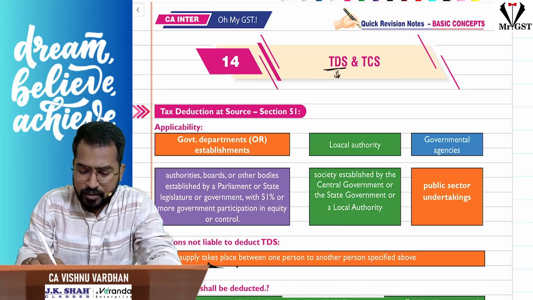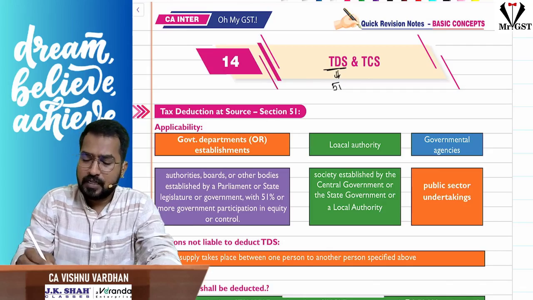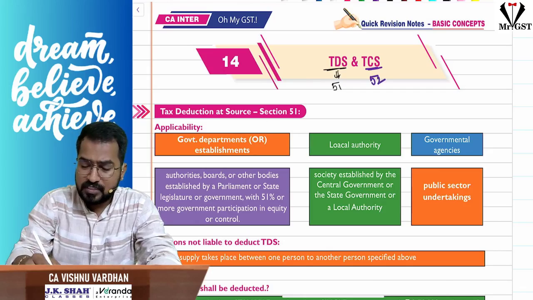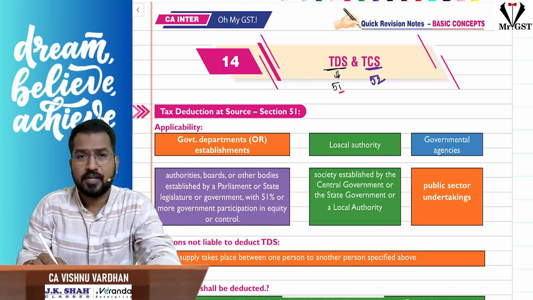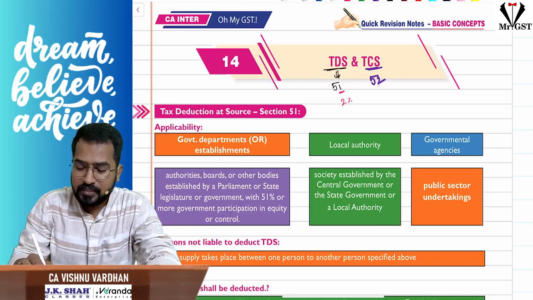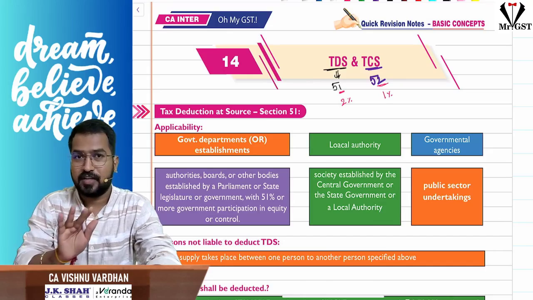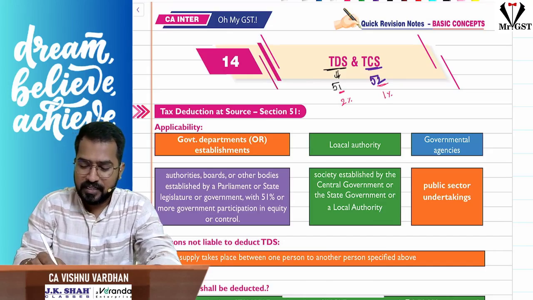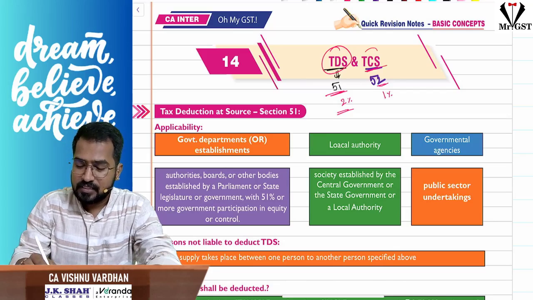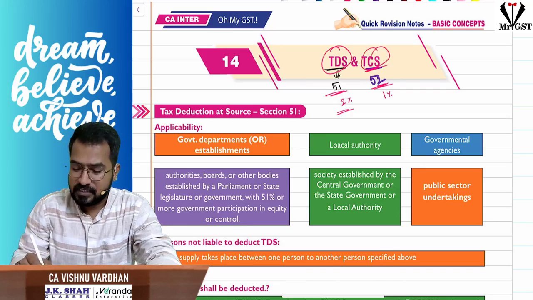TDS section 51, TCS section 52. Because the section number here is ending with 1, remember the TDS rate is 2%. And here the section number is ending with 2, remember the percent is 1, not 3, 1. So TDS section 51 percentage is 2, TCS section 52 percentage is 1.